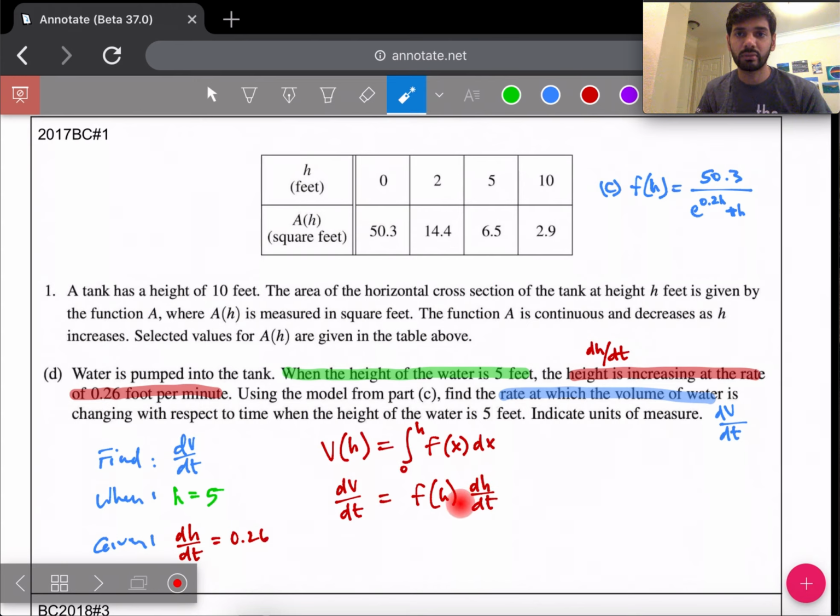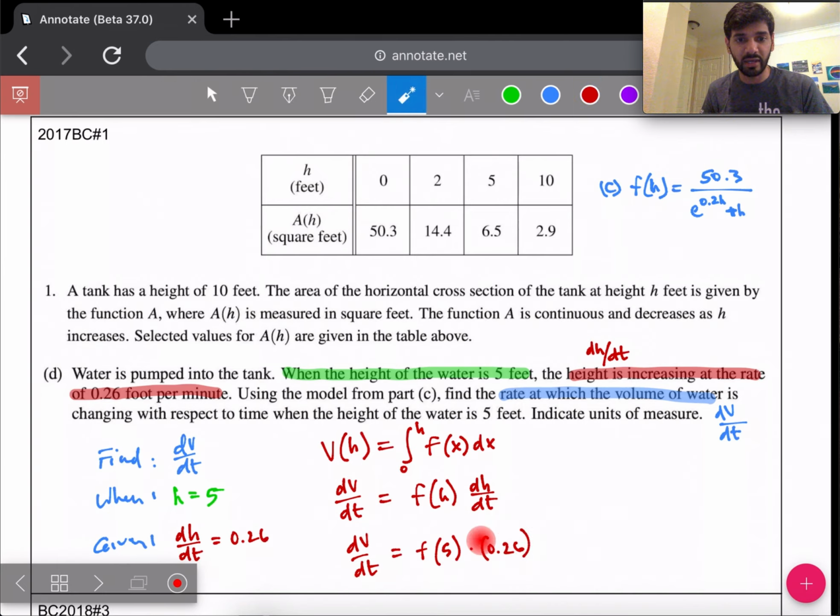So I have this first derivative function here now, and now I need to take whatever I have over here and just plug it in. I want to find what dV dt is. So dV dt ends up being, I'm just going to leave this as f of 5, because when h is 5, here's h, 5, plug it in there. We know dh dt is 0.26, so times 0.26.